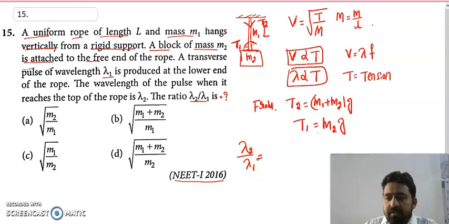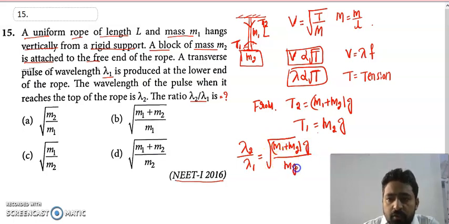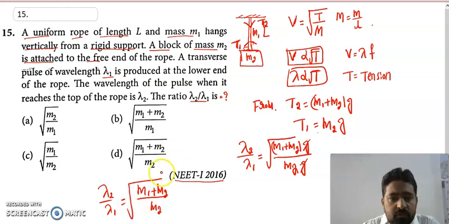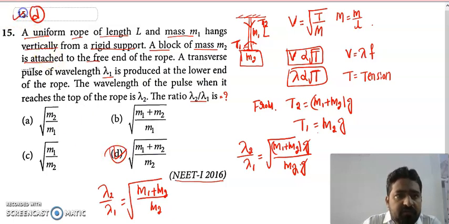How is it related? You have to relate it with a square root. So the square root of T2 value, which is (M1 plus M2) into g, divided by M2 into g. Now g gets cancelled. So lambda 2 divided by lambda 1 is equal to the square root of (M1 plus M2) divided by M2. So option D is the right answer for the 15th one.